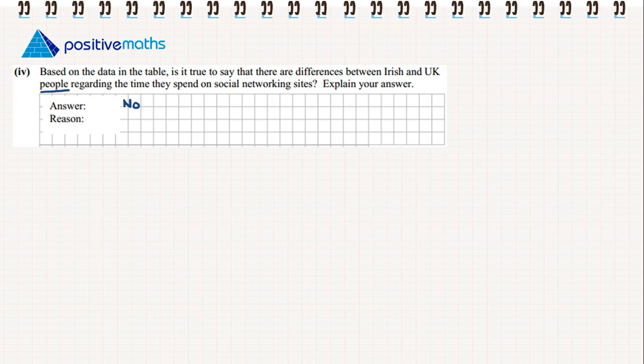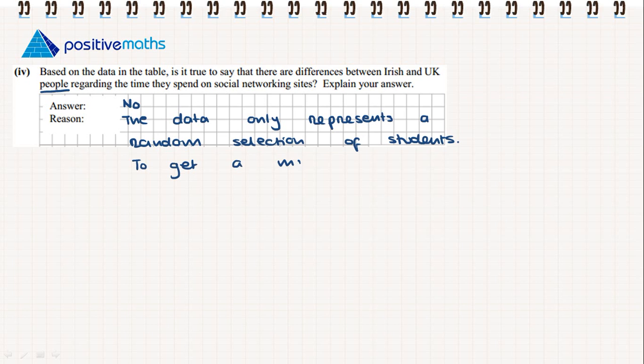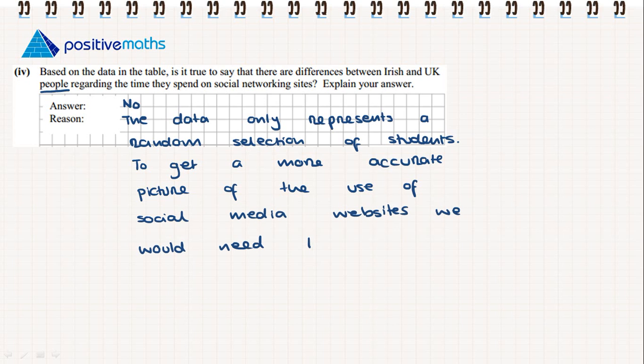To explain my answer, I'm going to say that the data only represents a random selection of students. In order to get a better picture of the amount of time that people spend using social media sites, we would need to get data from a range of ages, not just students.